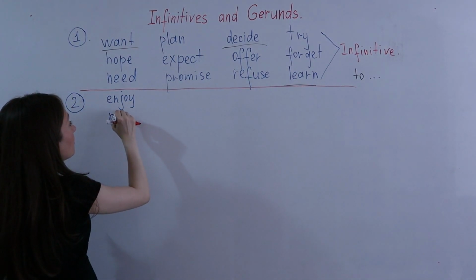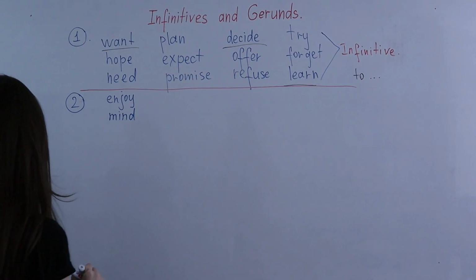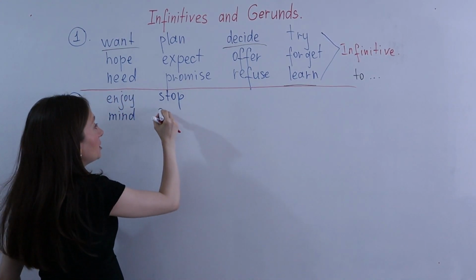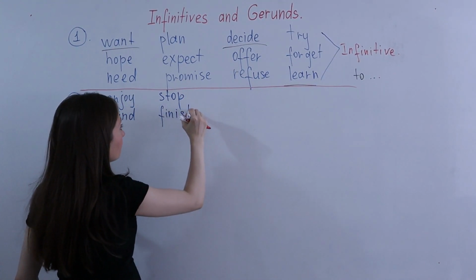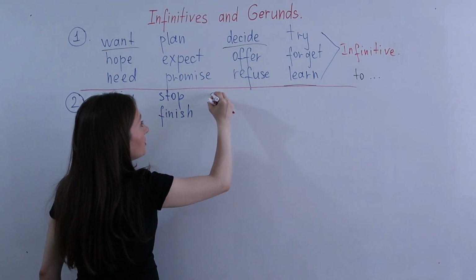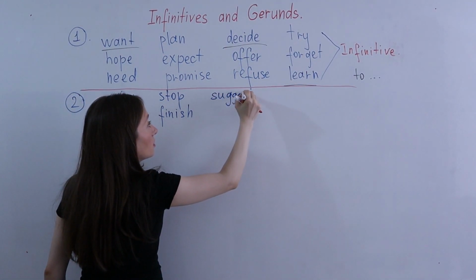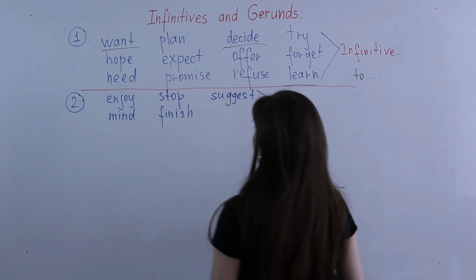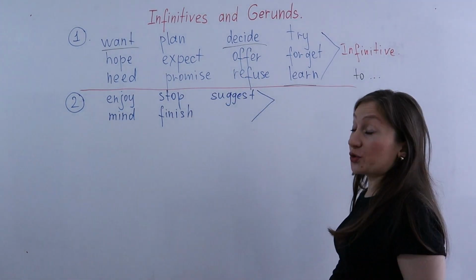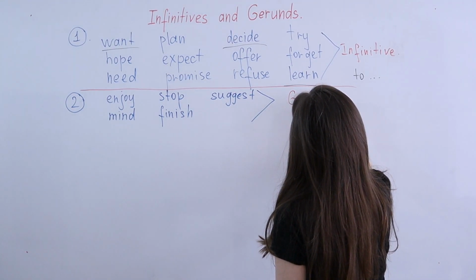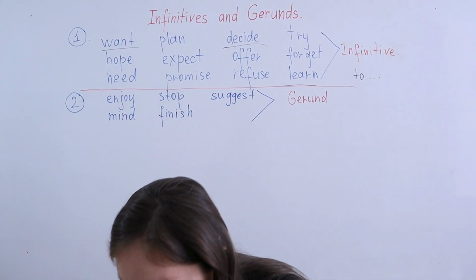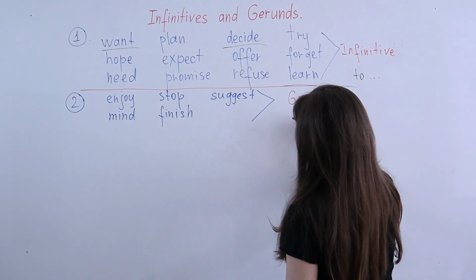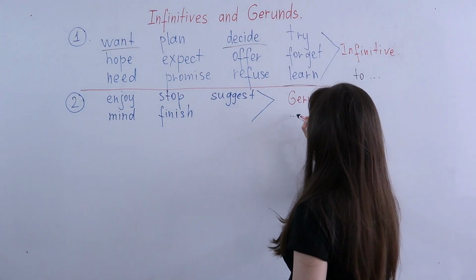Next, mind. Next, stop. Next, finish. And one more, suggest. So after these verbs, we use gerunds, or I will write this, gerund. It means you will have, like, verb plus ing, right?